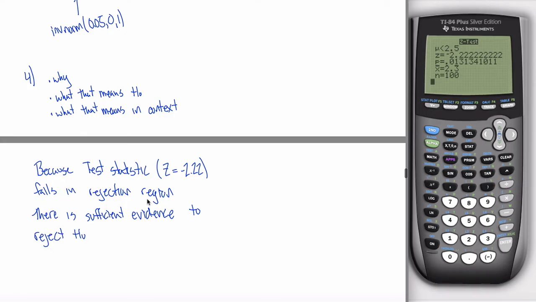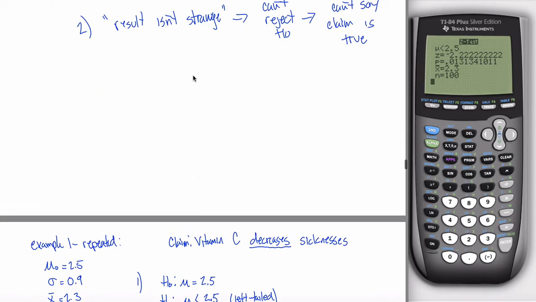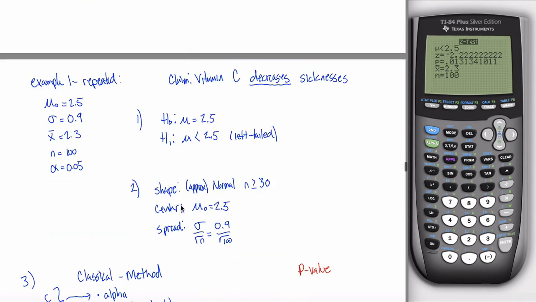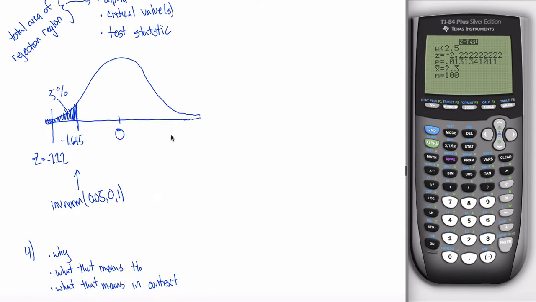Test statistic is in the rejection region, means a strange result. Strange result means you reject the null hypothesis. Why you're doing what you're doing, what it means in terms of the null hypothesis. But yeah, what's that mean? What do you mean reject the null hypothesis? Well, as we saw in the previous video, when you get a strange result, you reject the null hypothesis, that means that your claim is true. So my claim was that vitamin C decreases sicknesses.